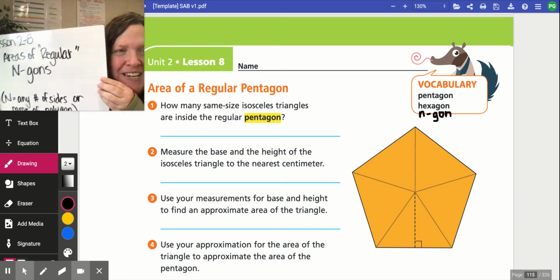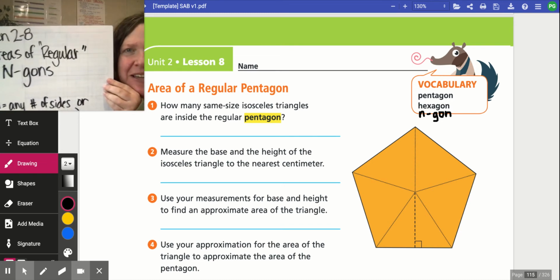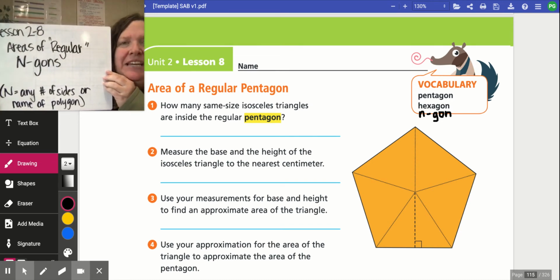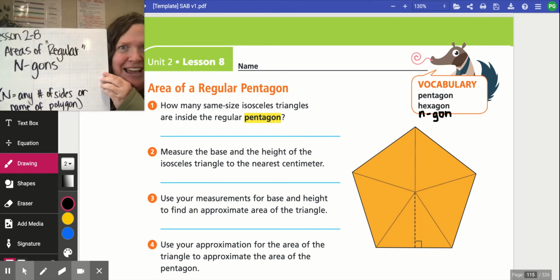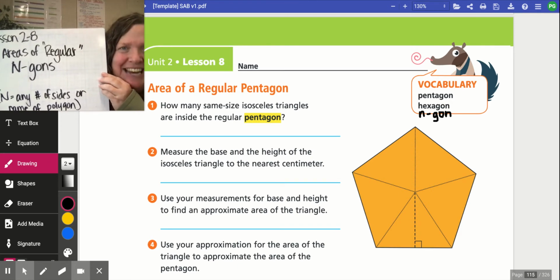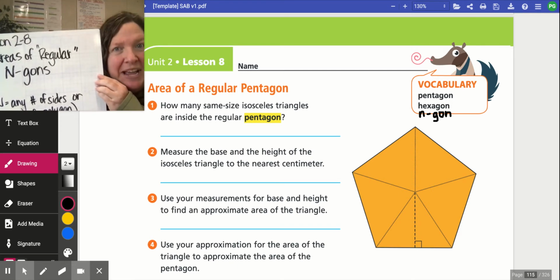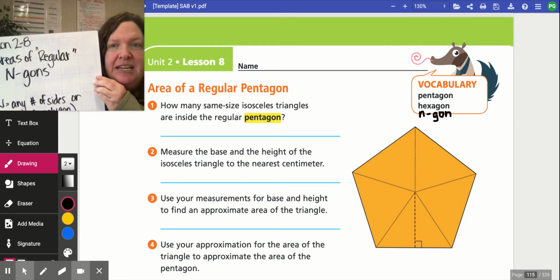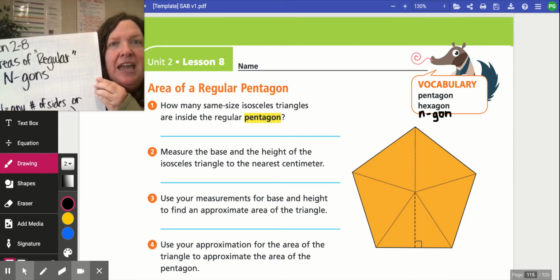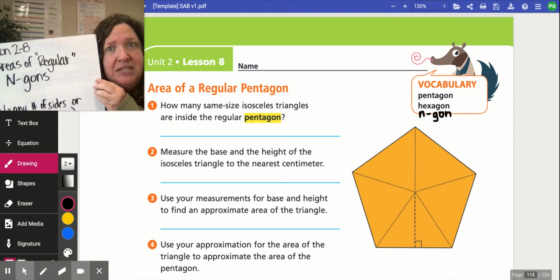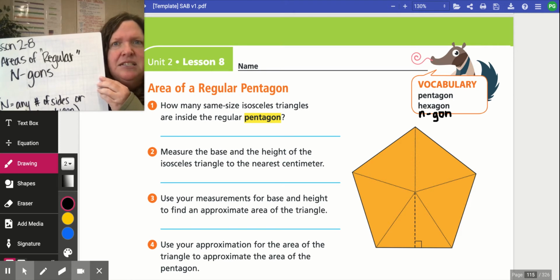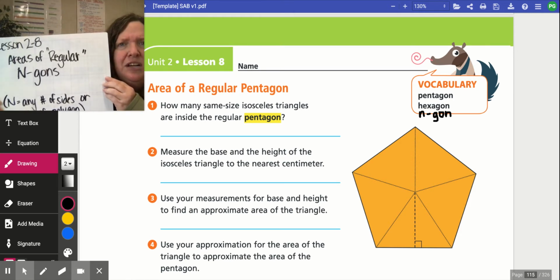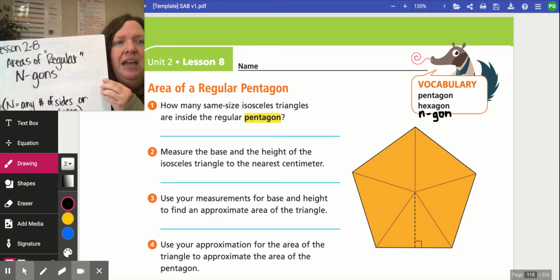Welcome to Lesson 8. We're going to find out how to find the areas and also the perimeters of regular n-gons. And now you might be saying, what does that even mean? The word regular in this particular case means all the sides are the same, all the angles are the same. So it means a shape like you expect to see. Like a pentagon that we're used to seeing, a hexagon we're used to seeing, an octagon we're used to seeing, where all the sides are the same and all the angles are the same.